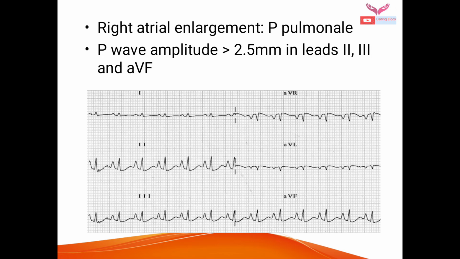Let us take a few examples. Here we can see right atrial enlargement. We can see high amplitude of the P wave in lead 2, that is more than 2.5 mm in lead 2, also lead 3 and AVF. So this is suggestive of right atrial enlargement. ECG changes in right atrial enlargement are also called P pulmonale.